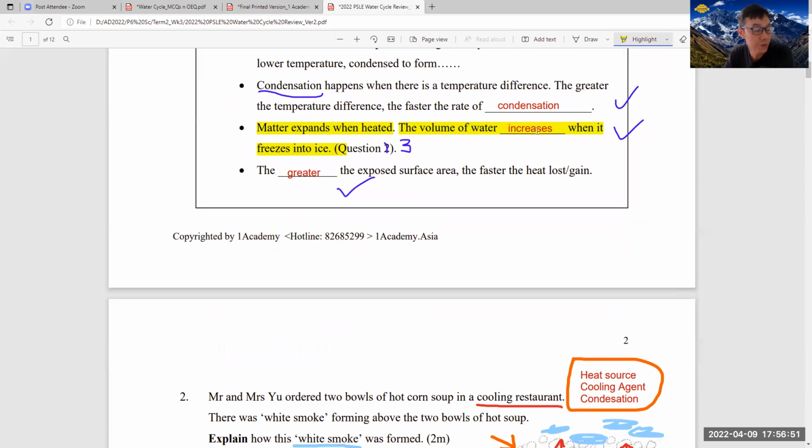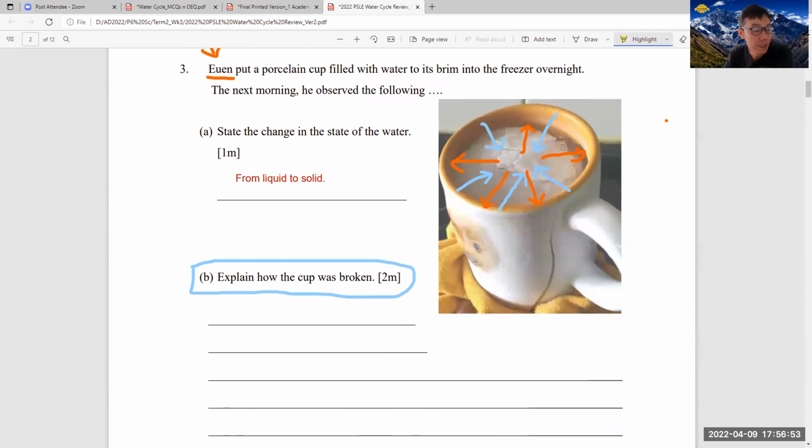When water freezes into ice, its volume increases. However, the porcelain cup, when it freezes, it contracts. Okay, the porcelain cup, when it freezes, it contracts. Therefore, the opposing forces. You see the blue arrow which I put here is the contracting force from the porcelain cup. It is pushing inward.